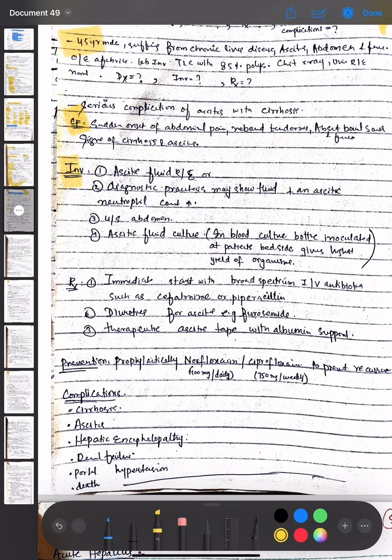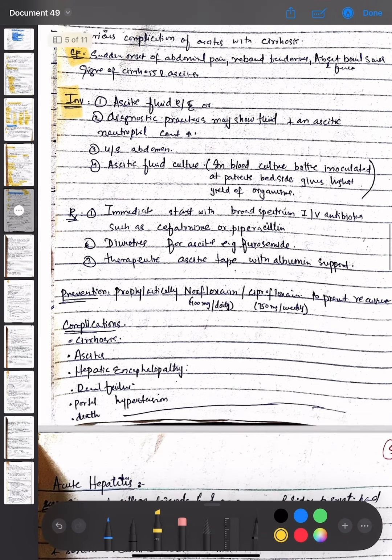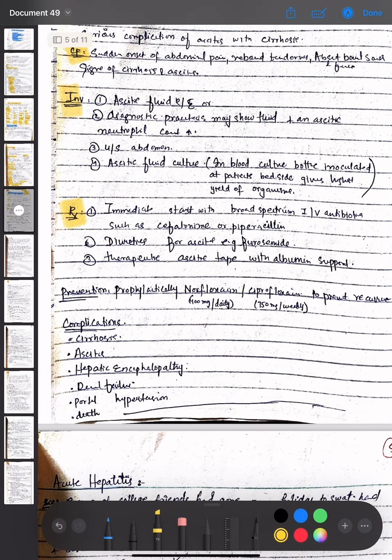Blood culture inoculated at the patient's bedside gives the highest yield of the organisms. Now the treatment options are: immediate start of broad-spectrum antibiotics such as cefotaxime and penicillin. Then diuretics for ascites, for example furosemide, and therapeutic ascitic tap with albumin support is given.